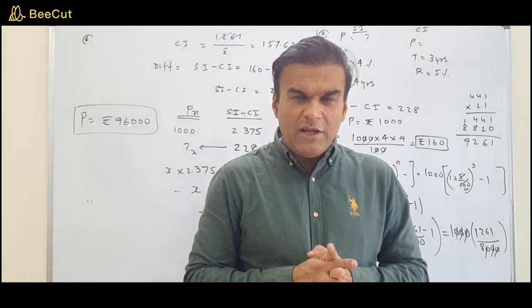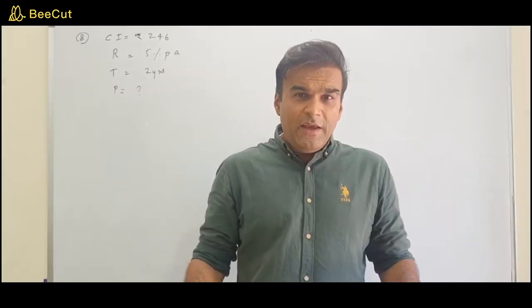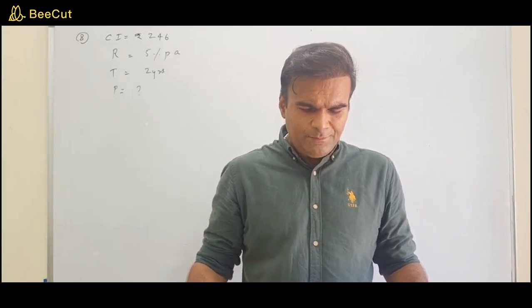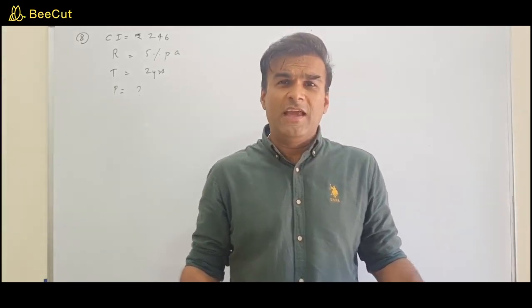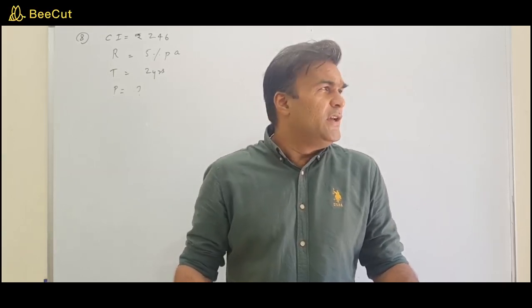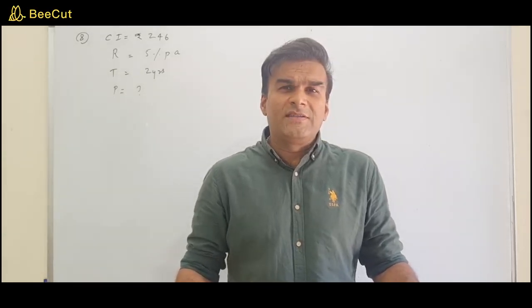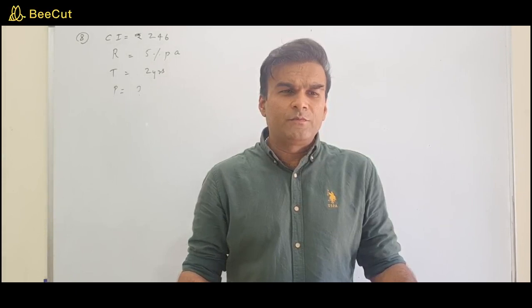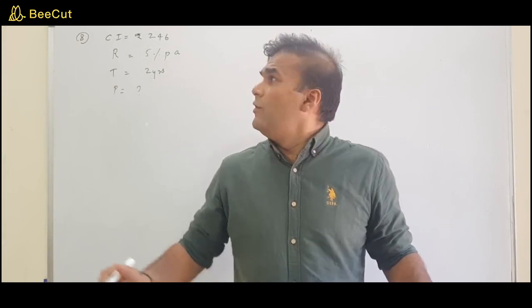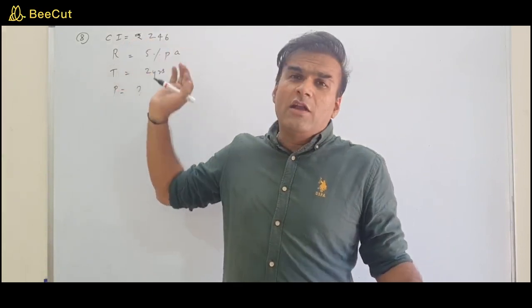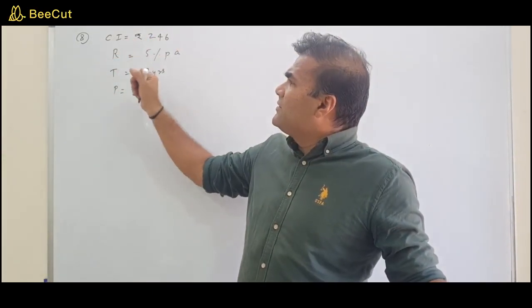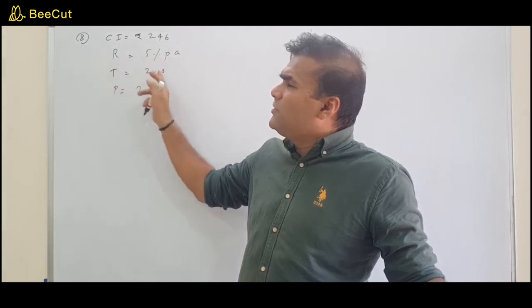Let us move on to the next question. So we commence with question number 8. Question number 8 is one of the simplest questions in the exercise. They mentioned to us about the compound interest. They mentioned that compound interest at 5% for 2 years is given to me as 246. That means compound interest is 246, rate is 5%, time is 2 years.